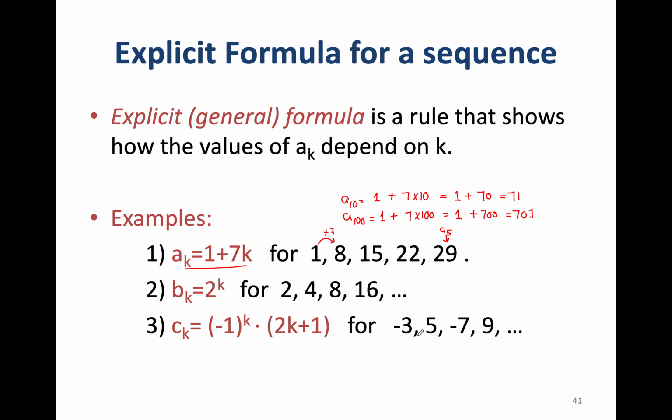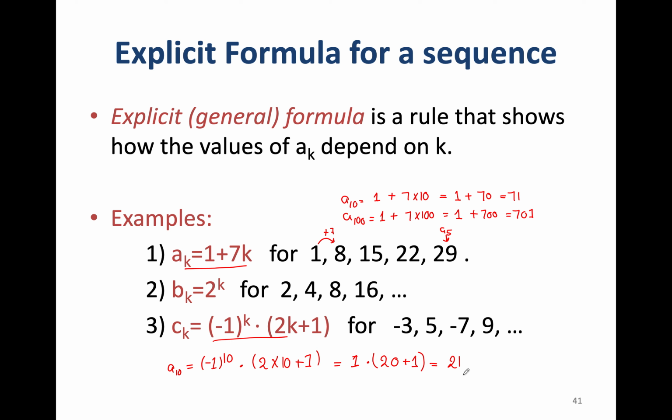The last one, which is minus 3, 5, minus 7, also has an explicit formula that says that the term in place k is equal to minus 1 to the power k times 2k plus 1. For example, the 10th term is equal to minus 1 to the power 10 times 2 times 10 plus 1. In finding the sign, if the power is even, then the minus will go. If the power is odd, then the minus will remain. So minus 1 to the power 10 is equal to 1, times 2 times 10 is 20, plus 1, and this is equal to 21, and so on.